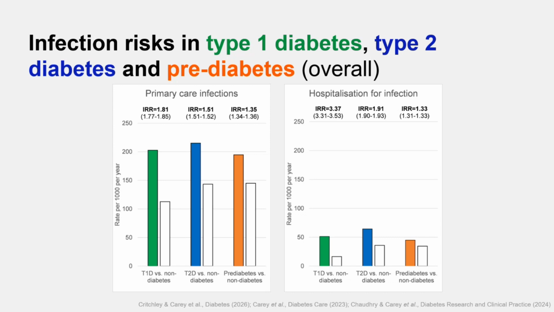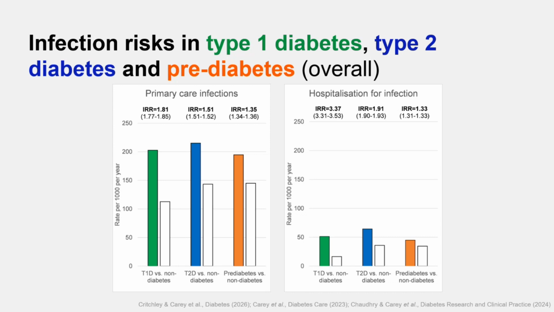And here we can see that for people with type 1, type 2, and pre-diabetes, there's a higher risk of infection compared to people without diabetes. This is for primary care infections. And if we look at hospitalization for infections, we can see that there's a higher risk of infection, both in type 1, type 2, and pre-diabetes. And in fact, for the type 1s, the risk for hospitalization-related infection is highest amongst the different risk scores.